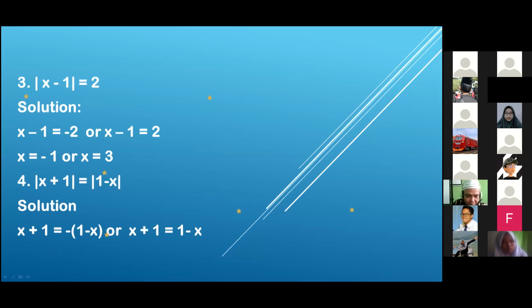So we have 1 equals negative 1, which is impossible, absurd, or we usually call it a contradiction. And then, based on x plus 1 equals 1 minus x, we have x equals 0.